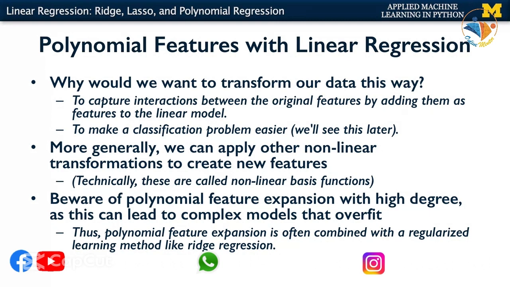More generally, we can use other types of nonlinear feature transformations beyond just polynomials. This is beyond the scope of this course, but technically these are called nonlinear basis functions for regression and are widely used. Of course, one side effect of adding lots of new features, especially when we're taking every possible combination of k variables, is that these more complex models have the potential for overfitting. So in practice, polynomial regression is often done with a regularized learning method like ridge regression.